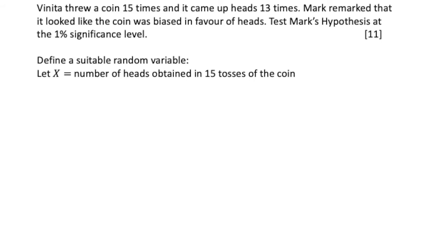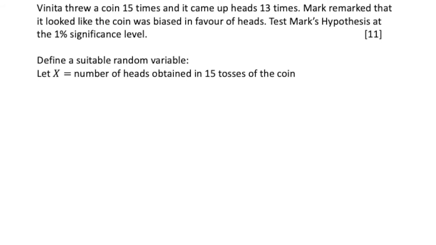So random variable relates to a random experiment. In this case, the experiment is defined there in the first half of the first sentence of the question. Vinita threw a coin 15 times. That's the random experiment. And the random variable associated with that experiment is some measurement of the outcome of the experiment. And the measurement that we're being told to look at is to count the number of heads obtained in those 15 tosses of the coin.